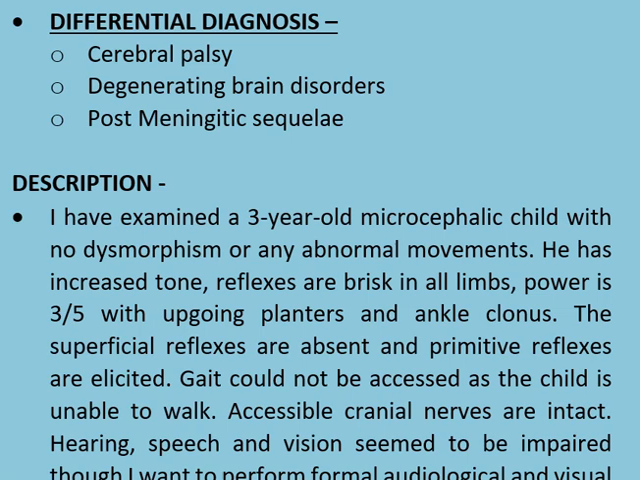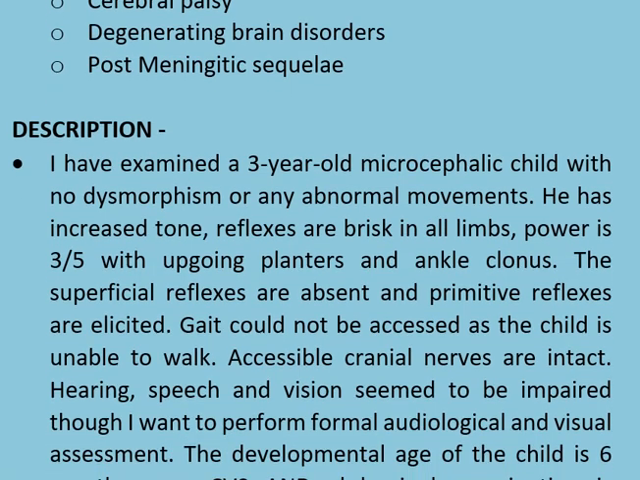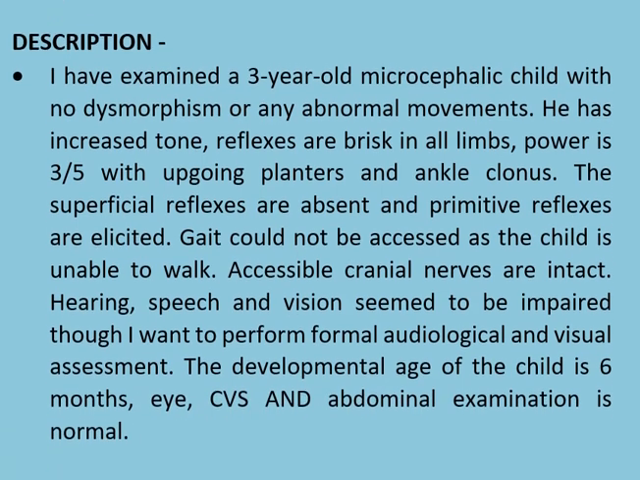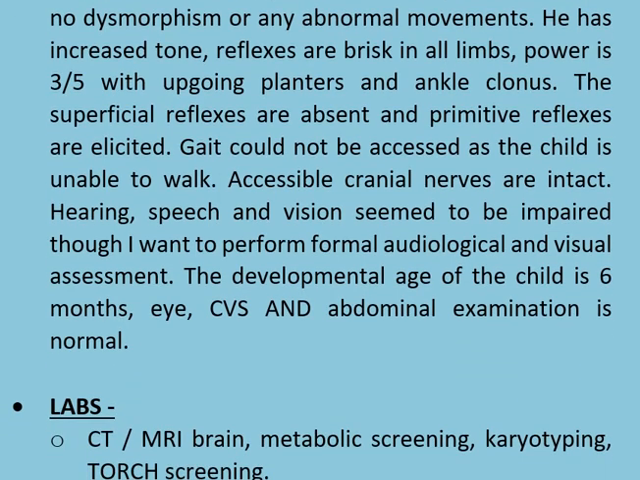Accessible cranial nerves are intact. Hearing, speech, and vision seem to be impaired, though I want to perform formal audiological assessment. The developmental age of the child is 6 months. Eye, CVS, and abdominal examination is normal. Before telling the investigations, you tell the examiner that you want to advise some investigations for diagnostic purposes and some for supportive purposes. The diagnostic investigations are CT or MRI brain, metabolic screening for ruling out degenerative brain disorder, karyotyping and TORCH screening.